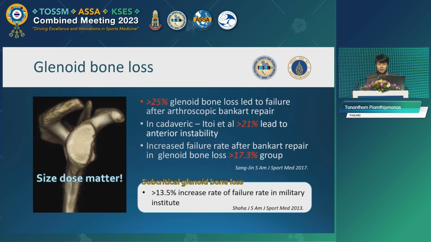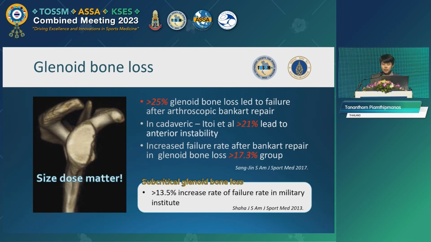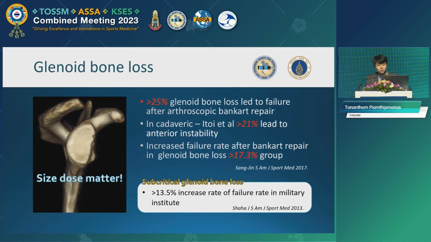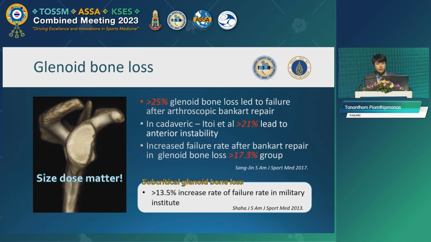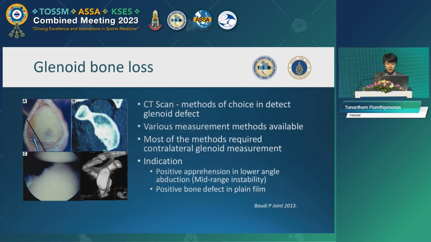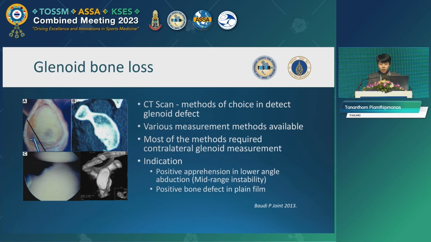We accepted that 25% of bone loss could lead to failure if we perform only soft tissue stabilization. Latarjet or glenoid reconstruction seems more suitable in this group of patients. Nowadays, the threshold is lower, 17 to 17.3%, and 13.5% in contact or collision athletes. CT scan is the most appropriate tool for bone defect measurement, superior to MRI. Indication is for patients complaining of recurrent instability or a bone defect visualized on plain radiograph.